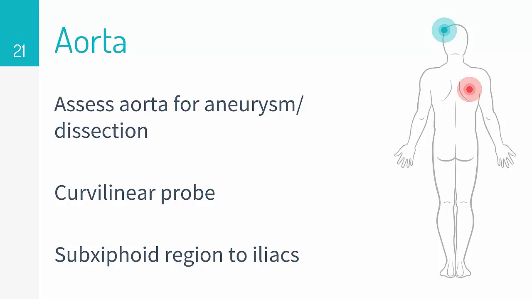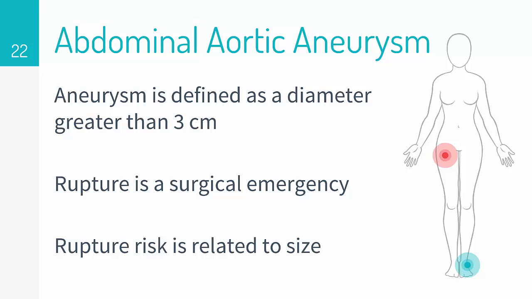The next component of the RUSH exam is the A and high map for aorta. Using the curvilinear probe, we're going to quickly scan the entire length of the aorta from xiphoid to iliacs, which will split around the umbilicus to assess for evidence of aneurysm and dissection. Remember, abdominal aortic aneurysm is defined as a diameter greater than 3 centimeters.